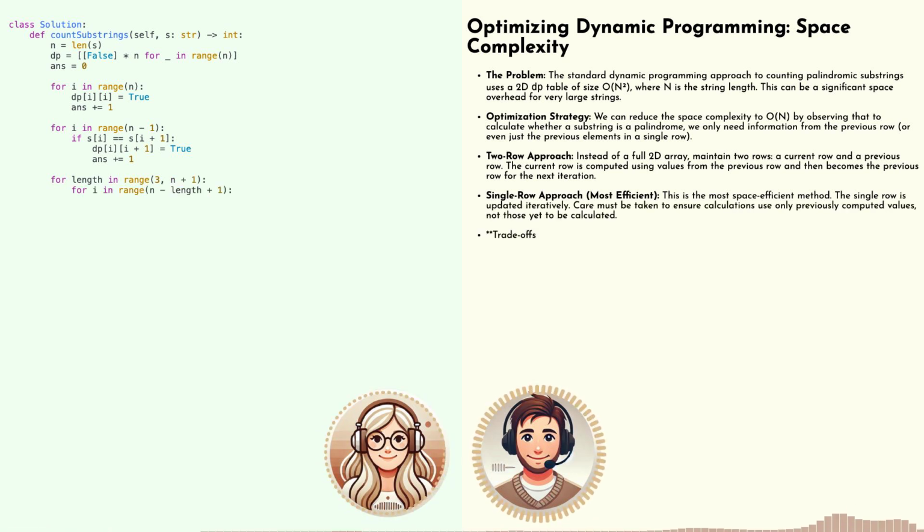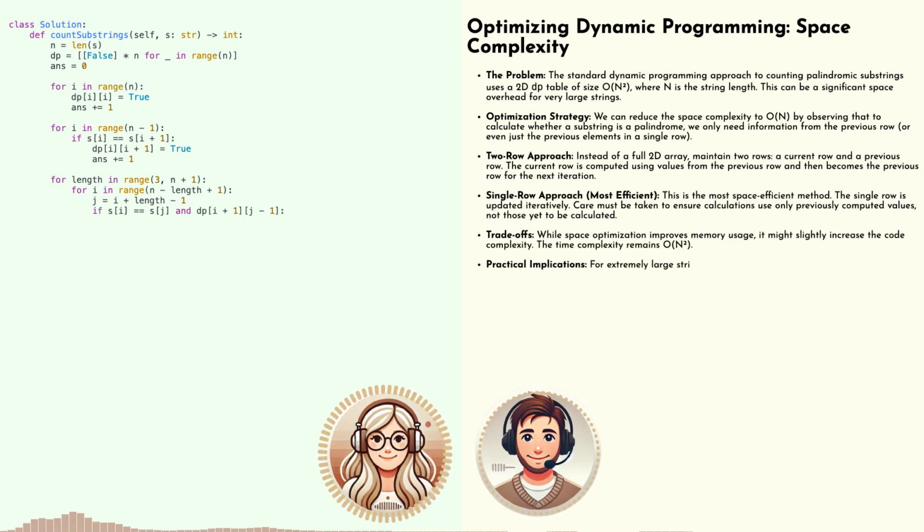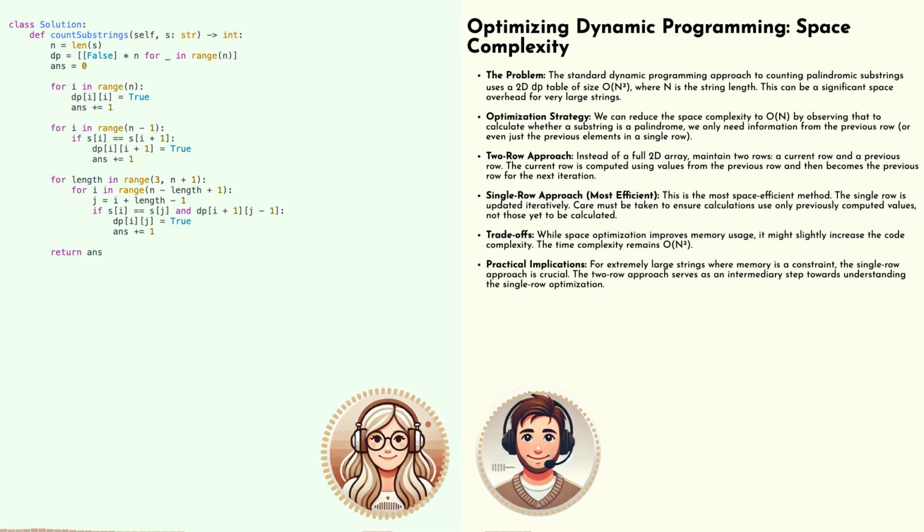Wait, we can make it use less memory. That sounds almost like magic. How do we do that? It's not magic, just clever observation. The key is realizing that we don't actually need to store the entire table to calculate our results. Gotcha. Think back to how we build it.